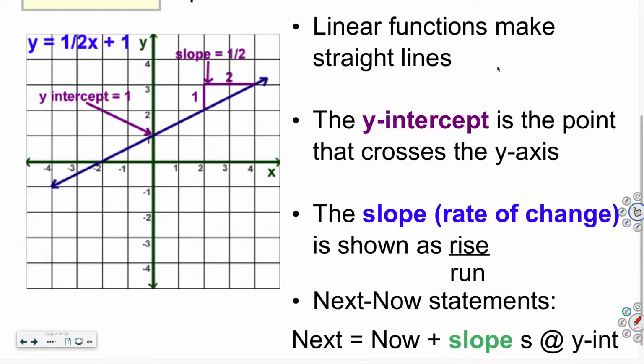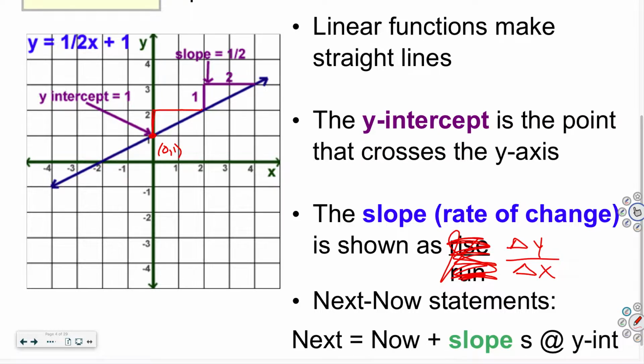Looking at this function right here, y equals 1/2 x plus 1. It has a y-intercept of (0, 1). And it has a slope. Change in y is up 1 to the right 2, so it's a slope of 1/2. So up 1 to the right 2. Slope is the rate of change. Rise over run, I don't like that phrase at all. It's change in y over change in x, because sometimes it goes down.